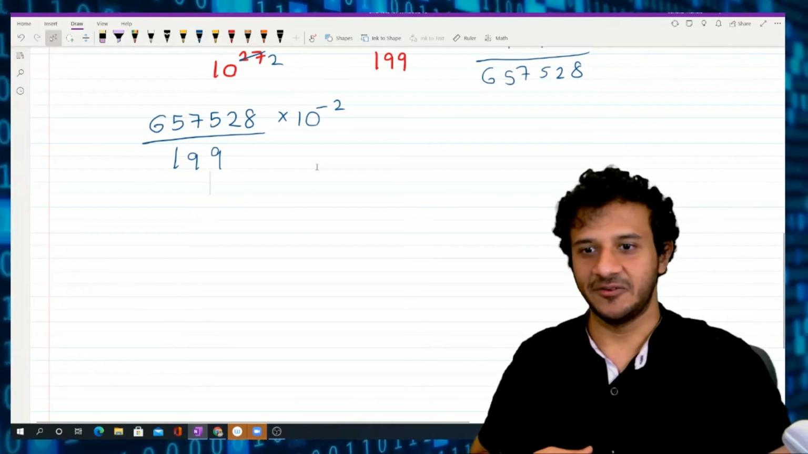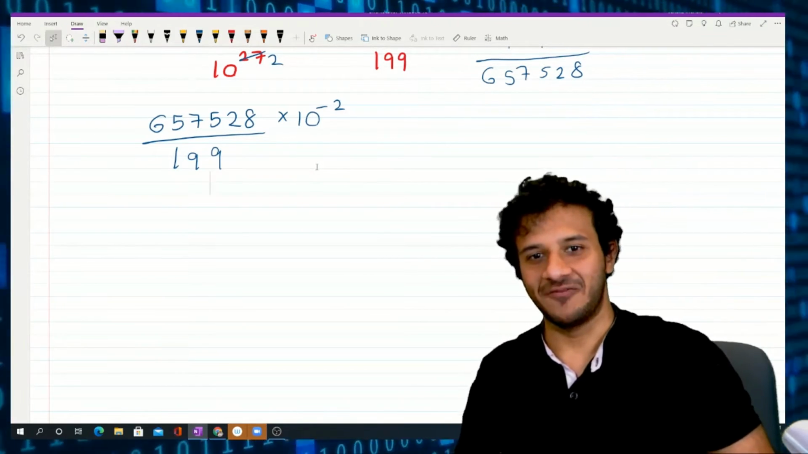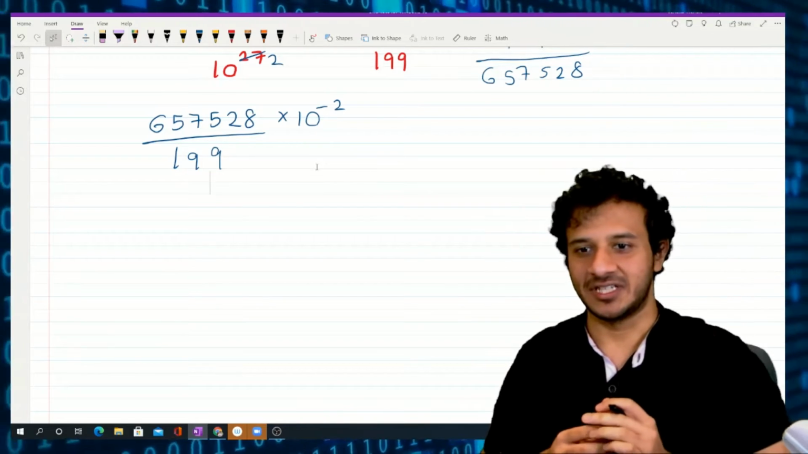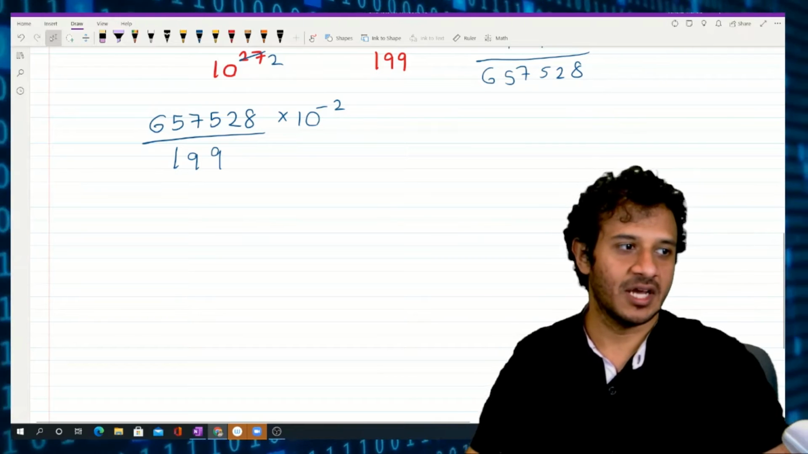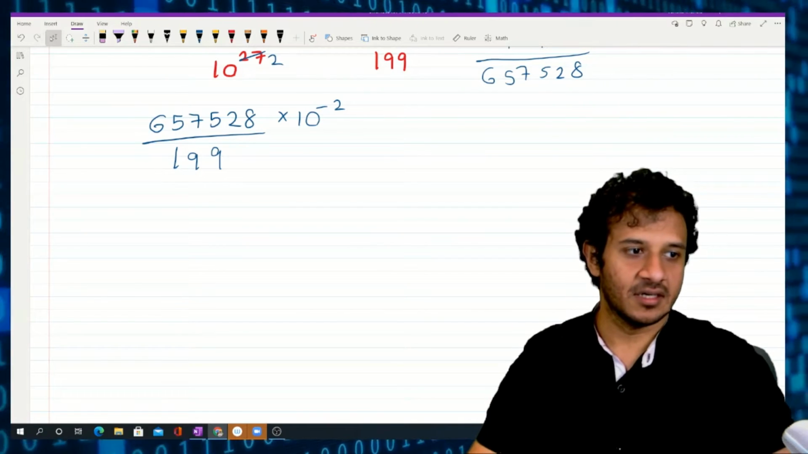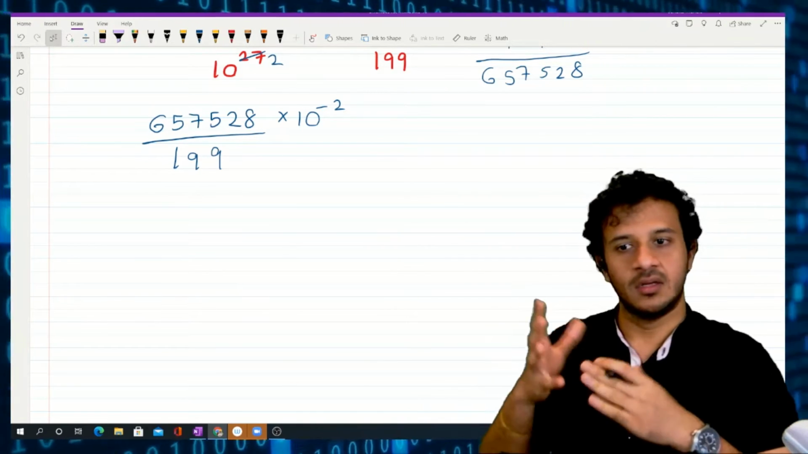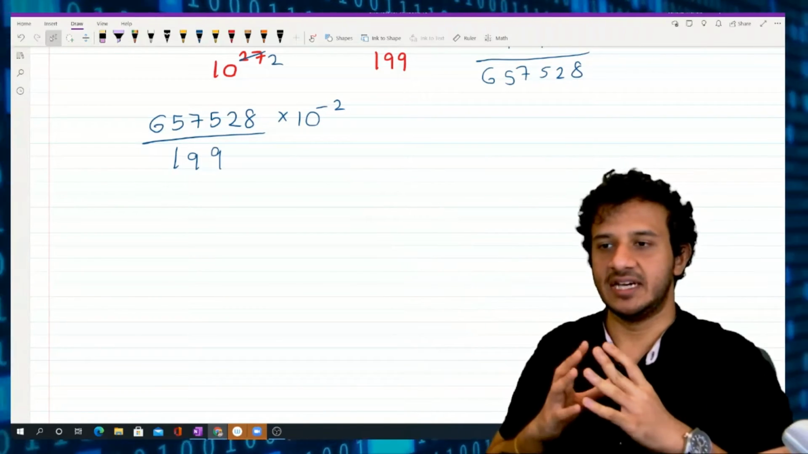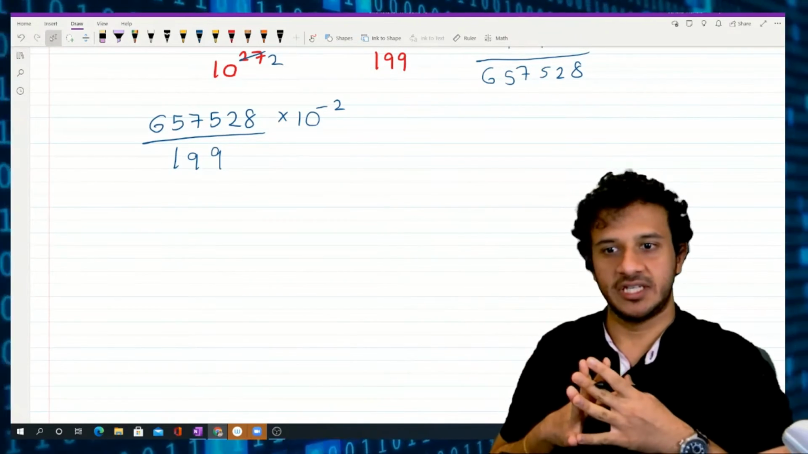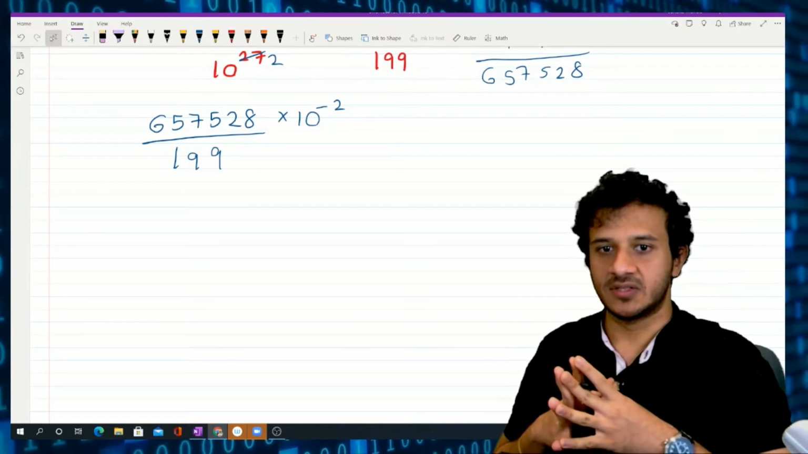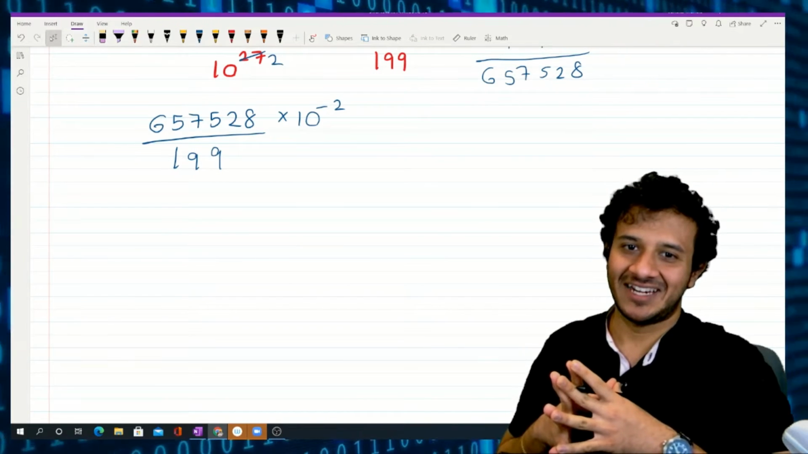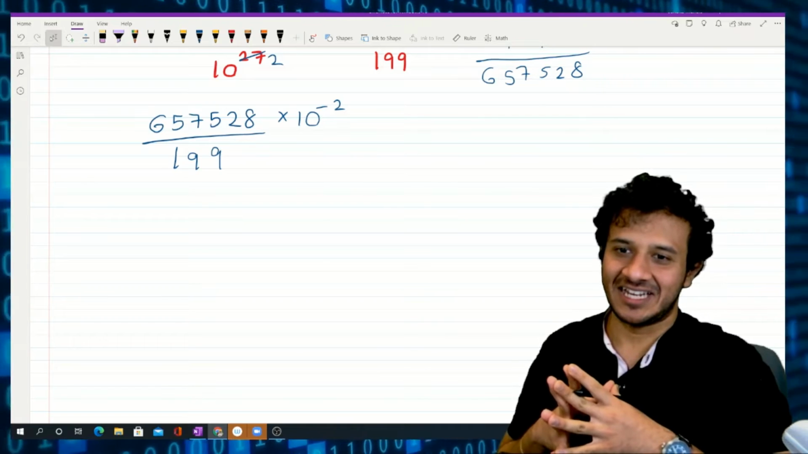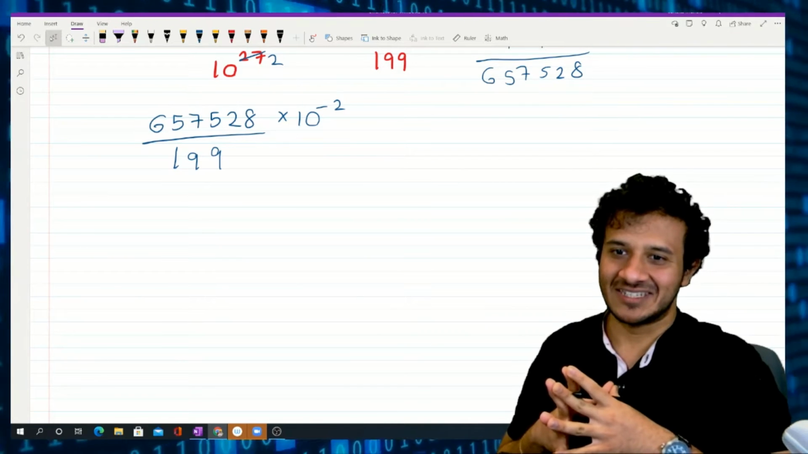If you had a calculator, that would be much easier. But unfortunately, we don't have a calculator in this question, and they are not asking me to approximate. If they asked me to approximate, I could easily make it 200 and get the answer. But unfortunately, that is not an option either. So what should I do? I should write down the 199 times table to get this answer.